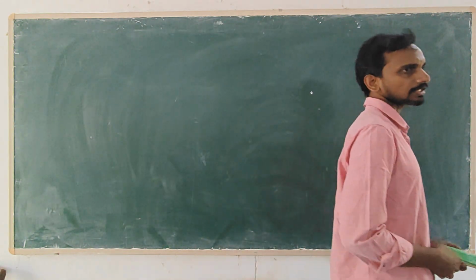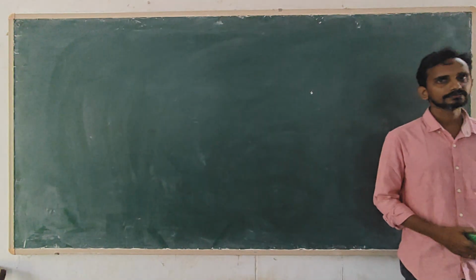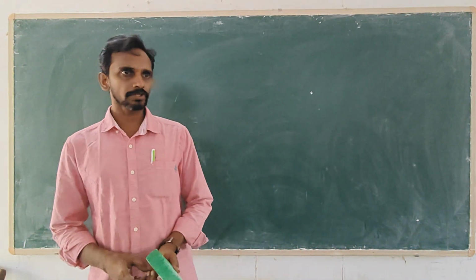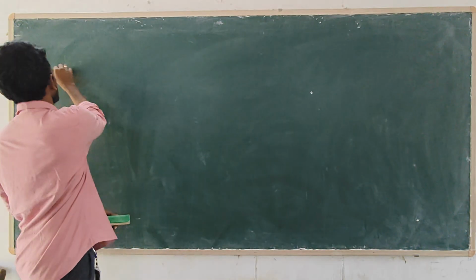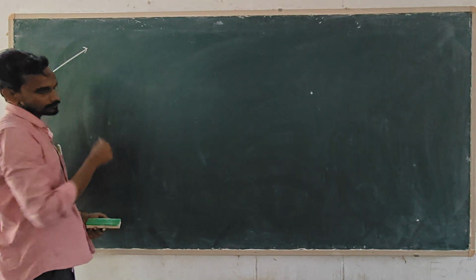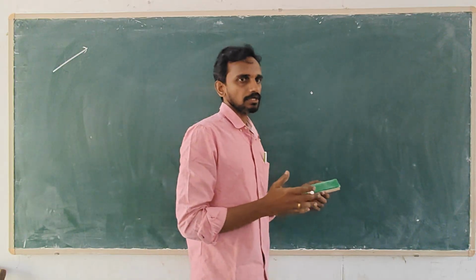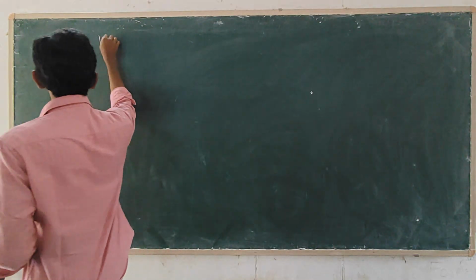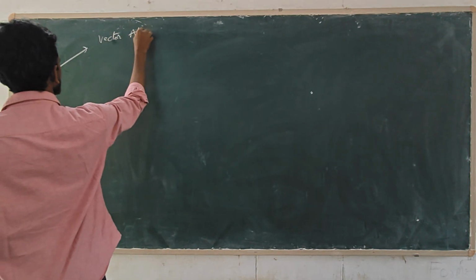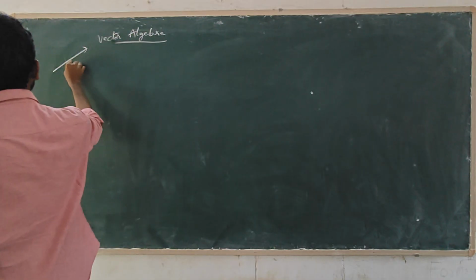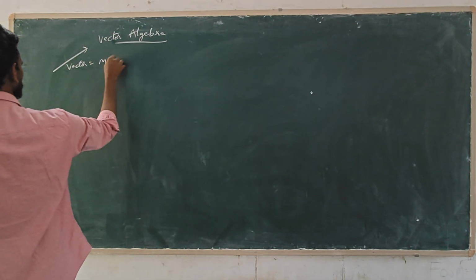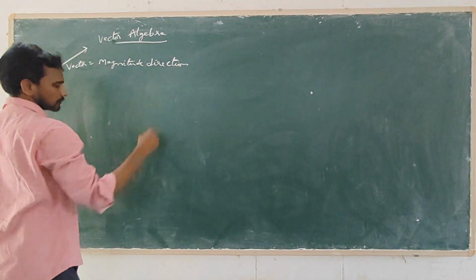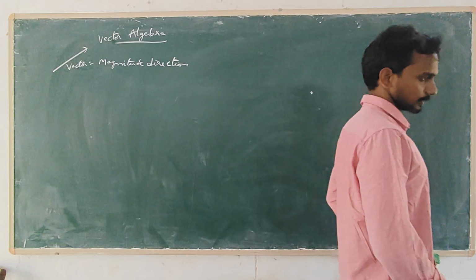So by the way, what is a vector? It is a physical quantity with both magnitude and direction. So it has a certain magnitude, and it has a direction. Magnitude can be length or anything, and a quantity that has both magnitude and direction is called a vector. So a physical quantity with both magnitude and direction is called a vector.